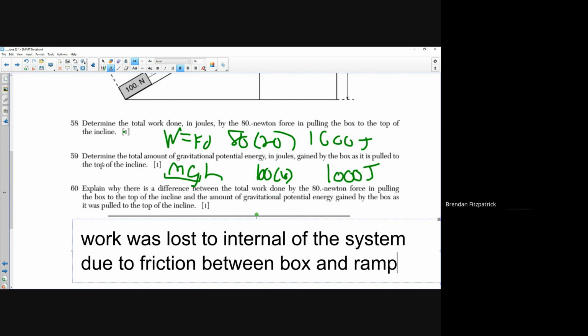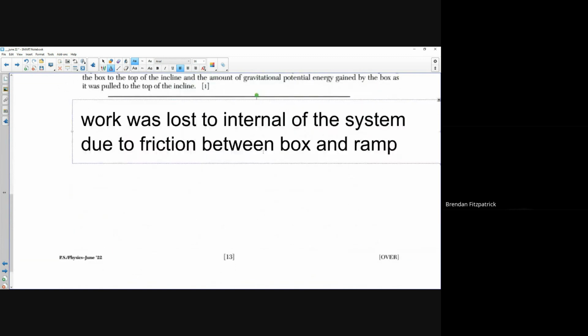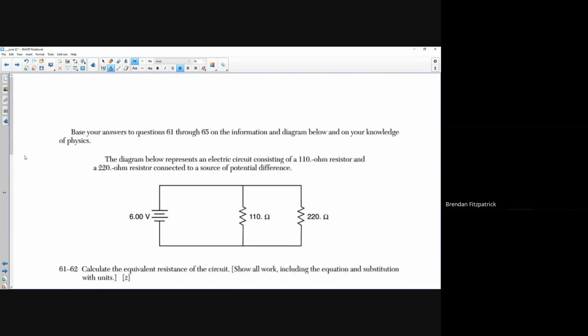Allow 1 credit for the following responses, but not limited to. The work is converted into other forms of energy, like thermal or kinetic. Friction causes internal energy to increase, so not all of the work becomes gravitational potential energy. If you just wrote friction, that's okay. So they were looking for something about friction and internal energy. But you could have said kinetic energy, that's also valid.